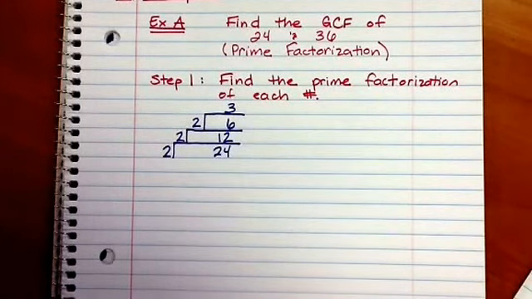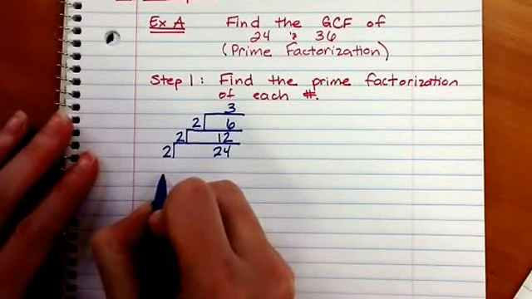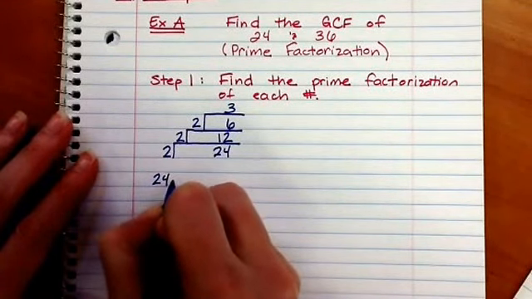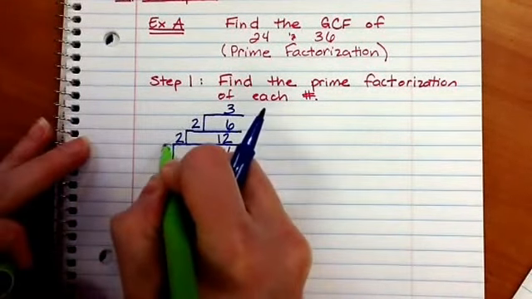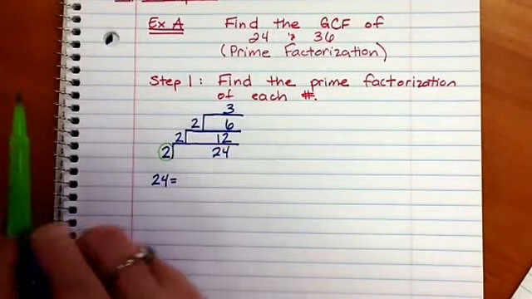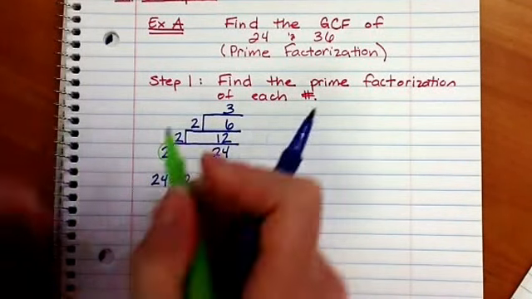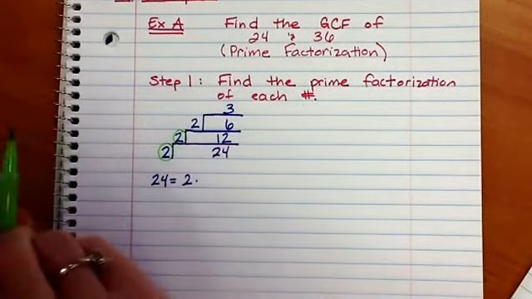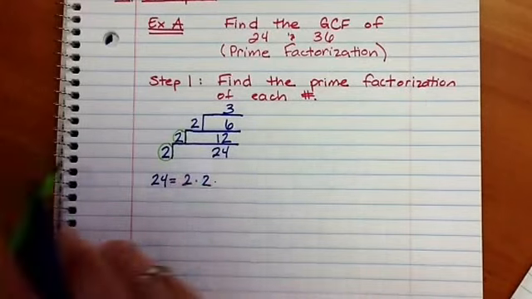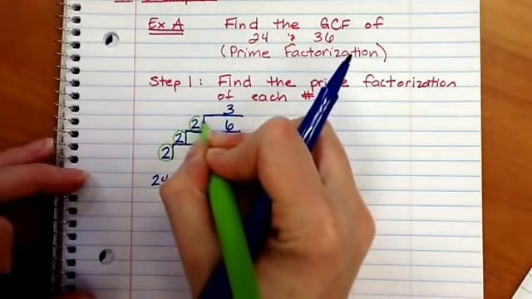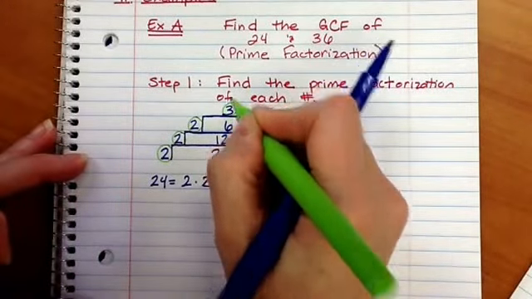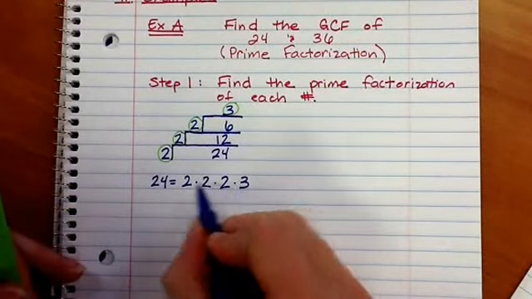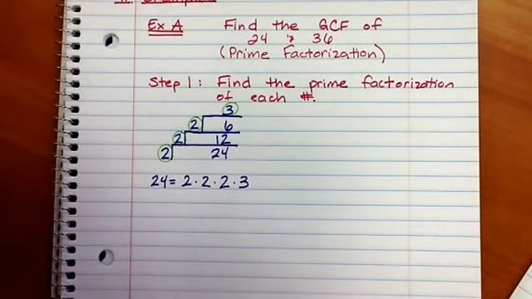I now need to write this in an equation right underneath this. So I would say the prime numbers for 24 equal, and remember we circle as we go, 2 times 2 times 2 times 3. And there I have my prime numbers for 24.